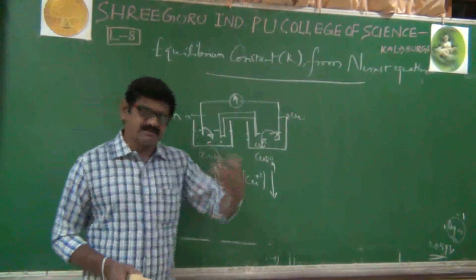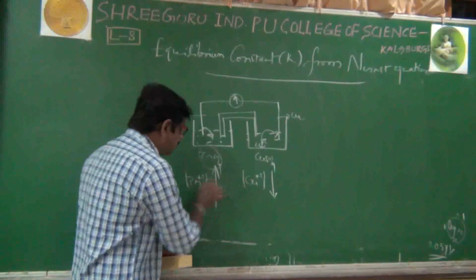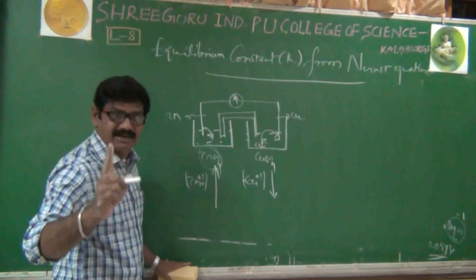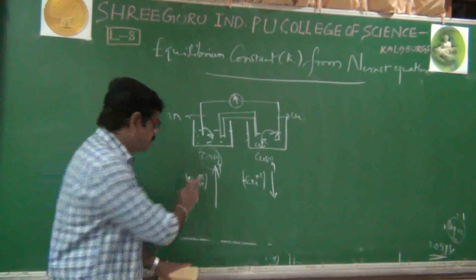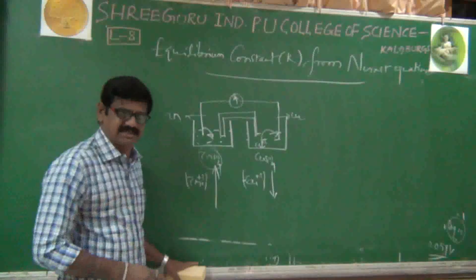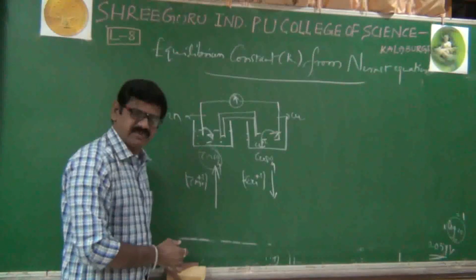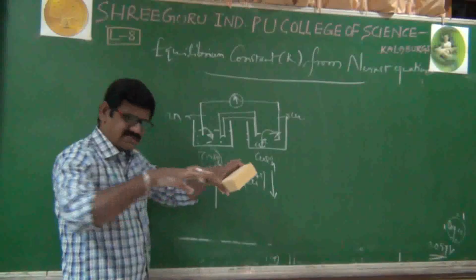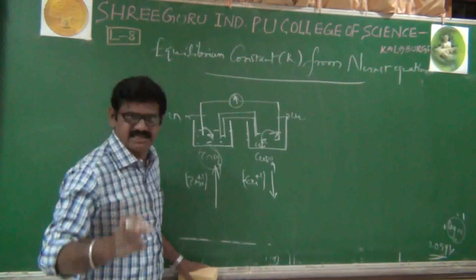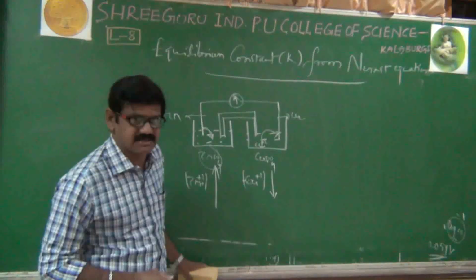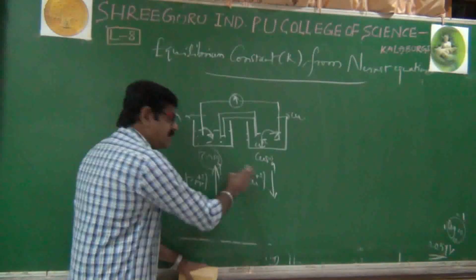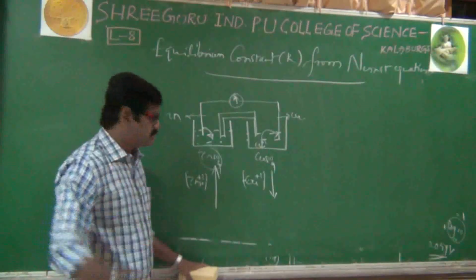But after some time, what happened? Both concentrations remain constant. Of course, both concentrations are not the same. They just remain constant, meaning they will not change. Whatever the concentrations are, those concentrations will be fixed after a certain time. That stage is called the equilibrium stage. Remember, at the equilibrium stage, both concentrations remain constant.